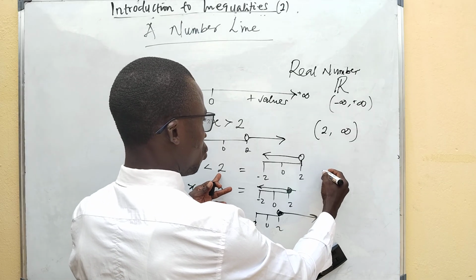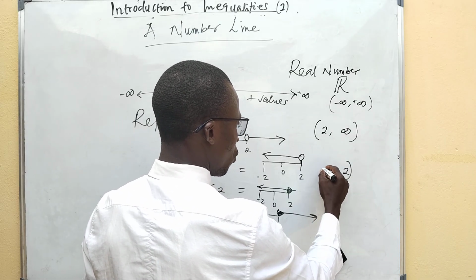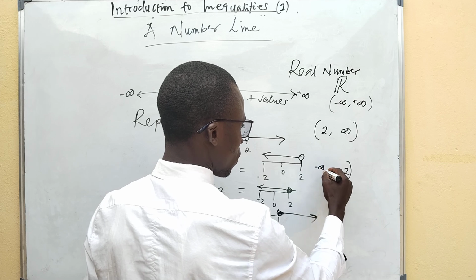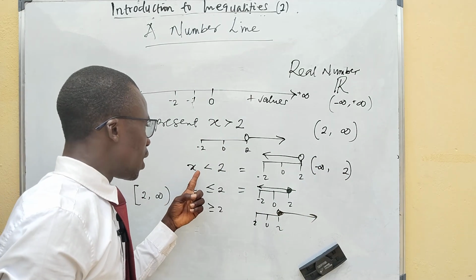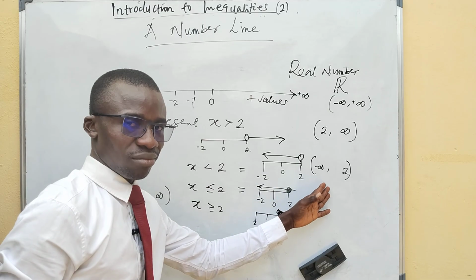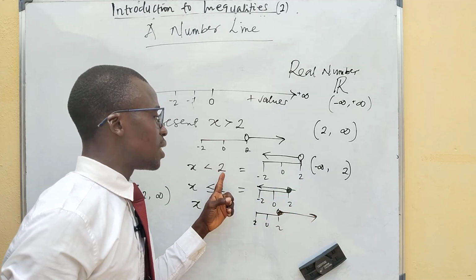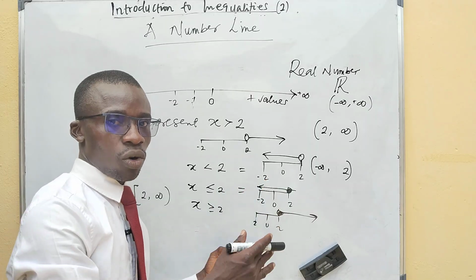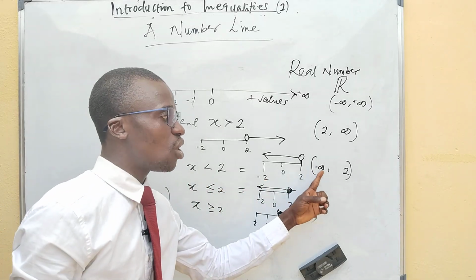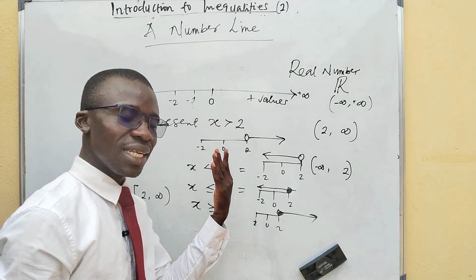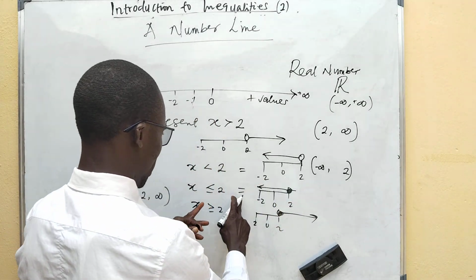Now how do we show this? Here is less than 2, which means you open it to negative infinity. You open it also, meaning 2 is not part of this. It is less than 2, meaning that it could start from 1, 0, minus 1, minus 2, going towards negative infinity, because they are not going towards the positive side.